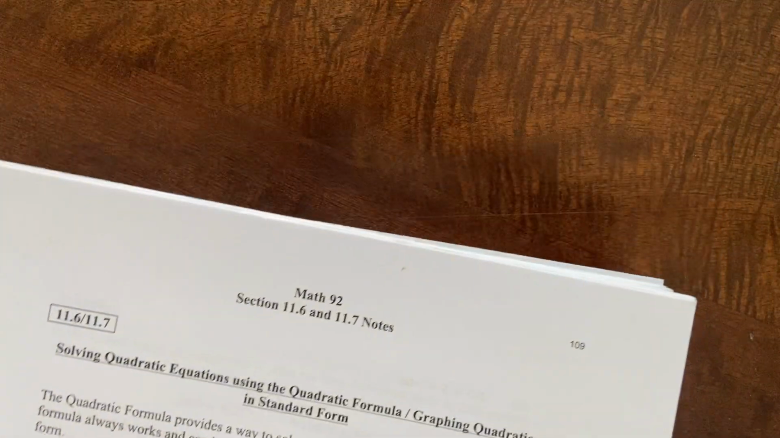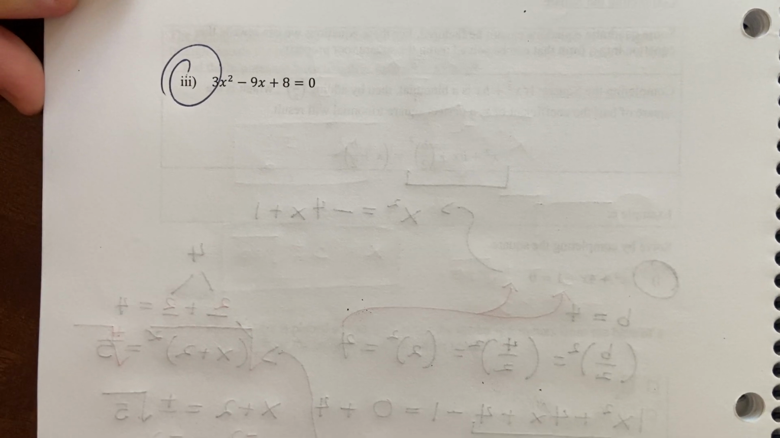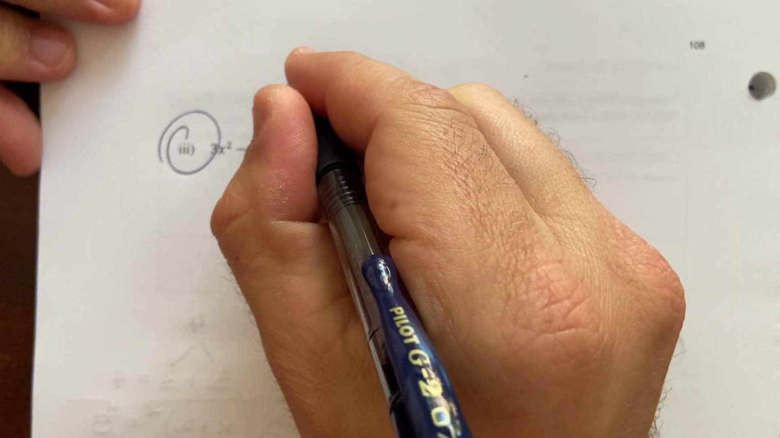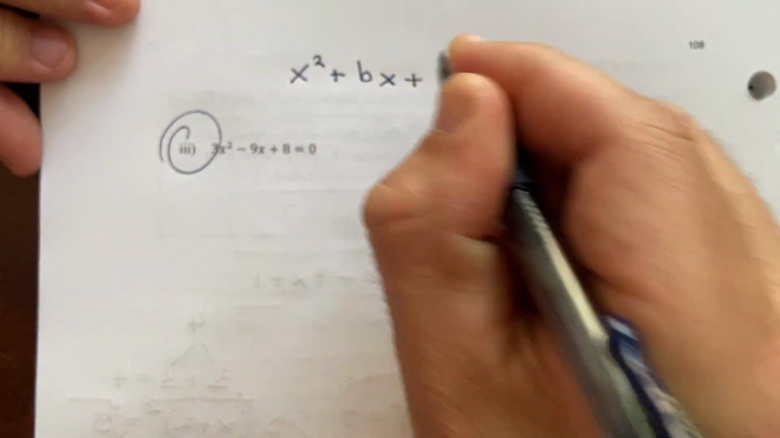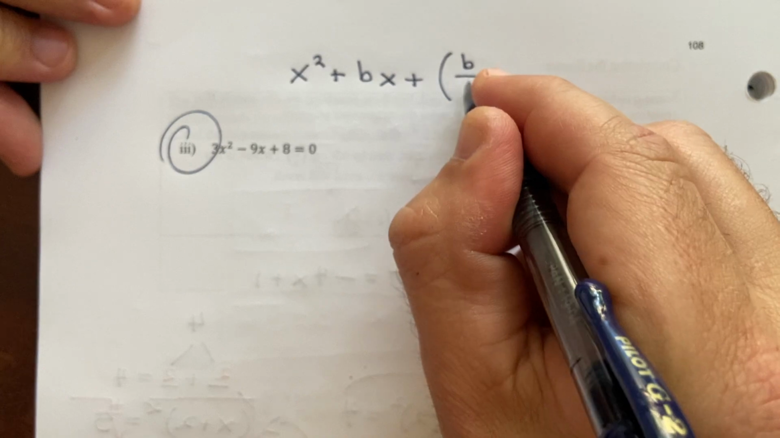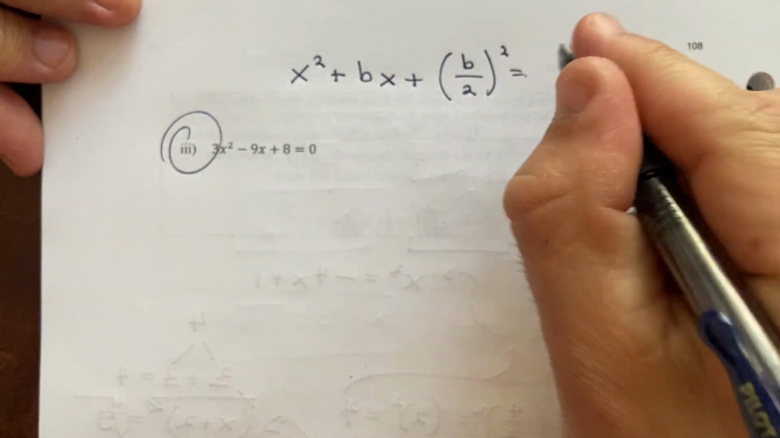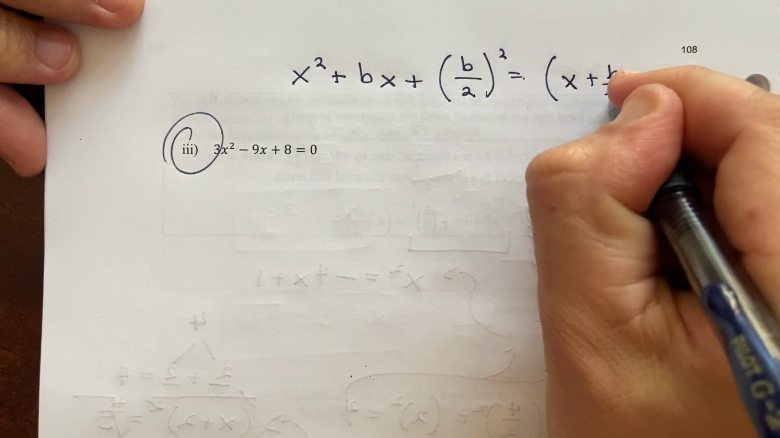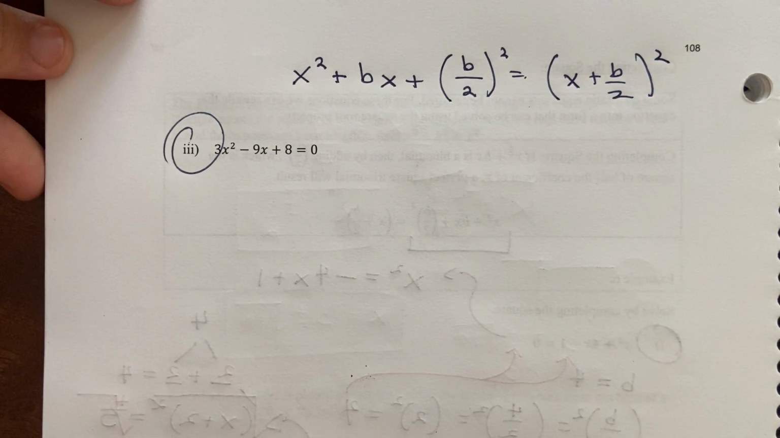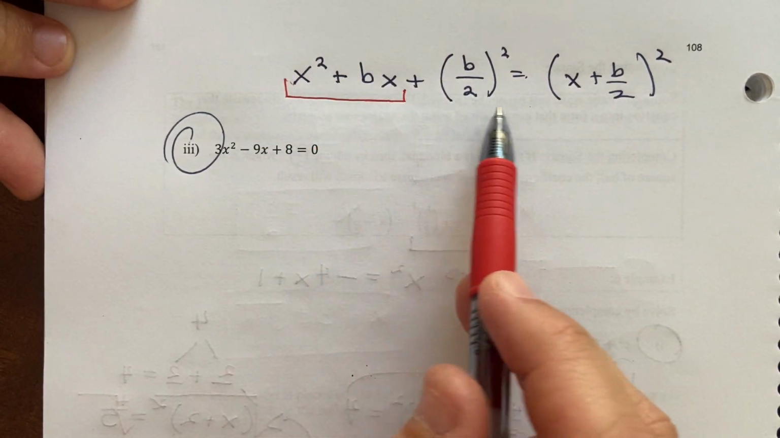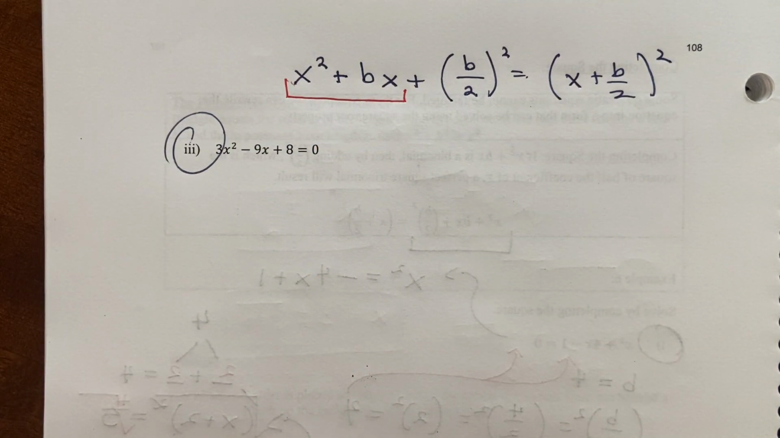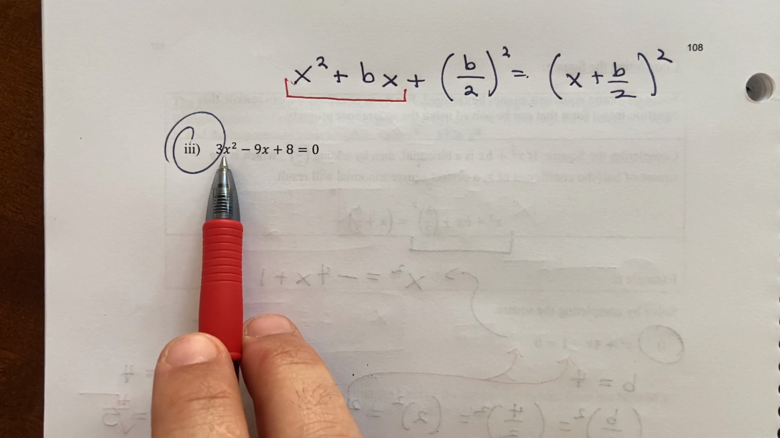Let's try another one. So here's one where we don't have x squared just sitting there. So the statement was, if you have x squared plus bx, and then you add in half of b squared, it'll then factor as x plus half of b, all squared. So I need to identify x squared plus bx before all of this can play out. And right now I don't have just x squared, I have 3x squared.